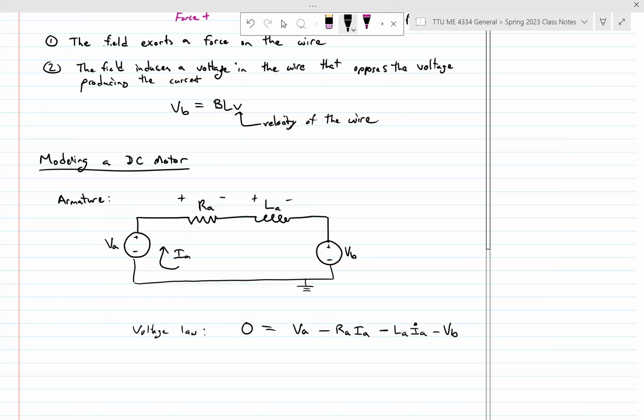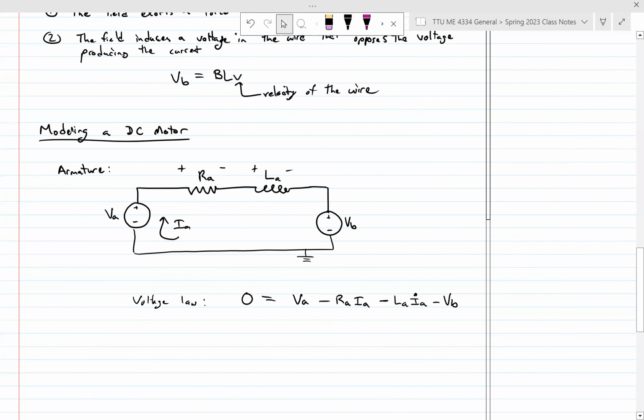All right, that's our back EMF, and we're going to leave that as this for now, right? This is our voltage law. Don't forget to label things, right? Or at least when I'm going to play dumb up here and not tell you, just assume you know what's going on here. So I could also rewrite this as IA dot equals 1/LA times VA minus RA IA minus VB. Okay, that's the electrical half of our motor.